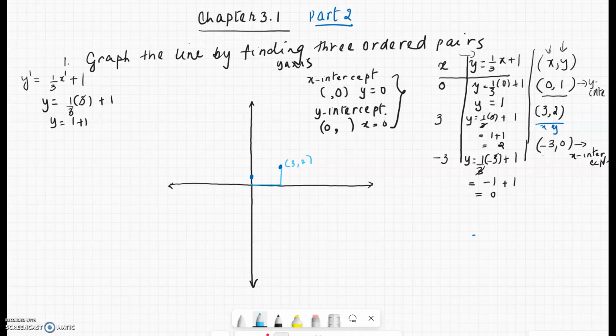Now I'm going to plot the point (-3, 0). So how do we get (-3, 0)? 3 to the left, 1, 2, 3. So that's -3, 0. So it doesn't go up, it doesn't go down. So we have the 3 points.